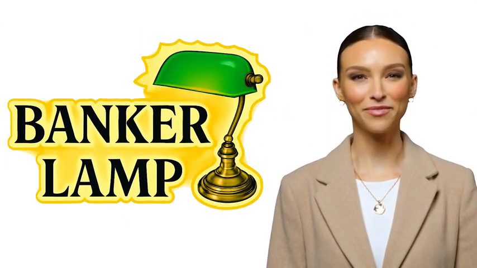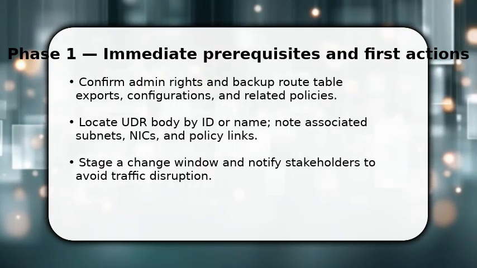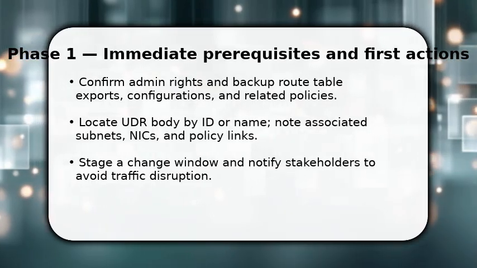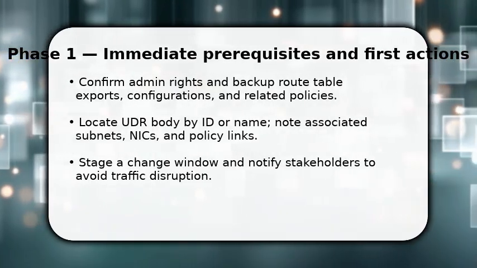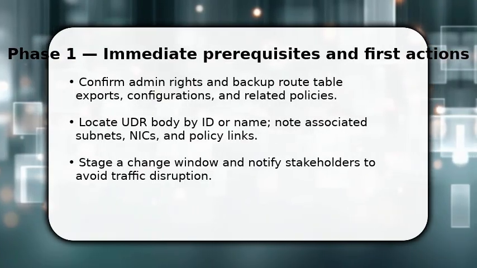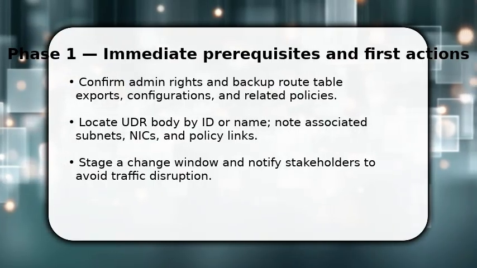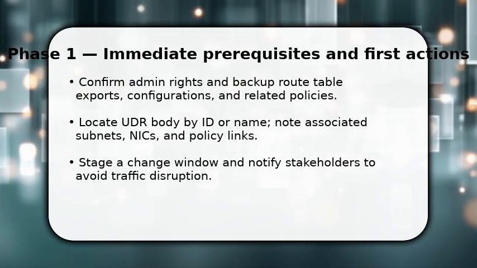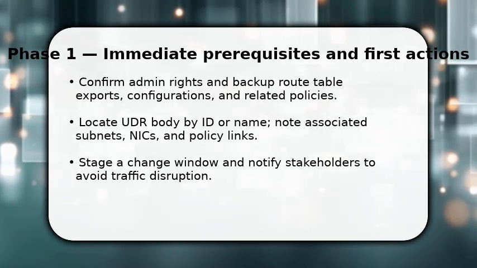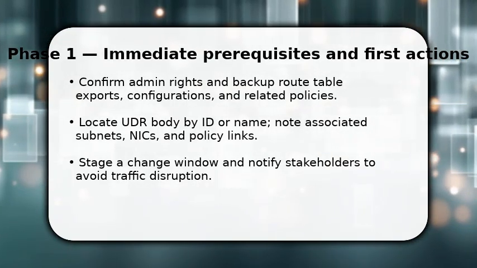Please enjoy the video. You begin by validating permissions and creating a quick backup of the route table and any configuration files. Once done, locate the exact UDR by name or ID so you know what you will remove. Make sure to note all associations, such as subnets, network interfaces, and policies. This explains why the UDR exists.